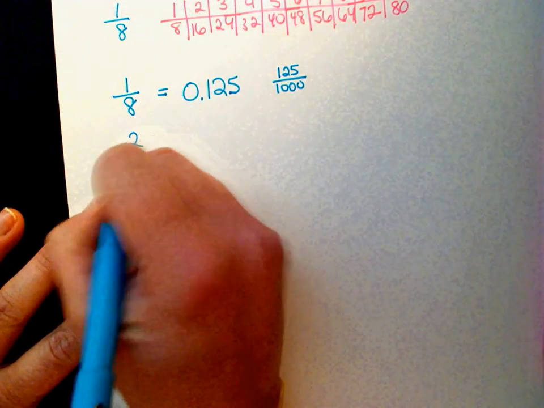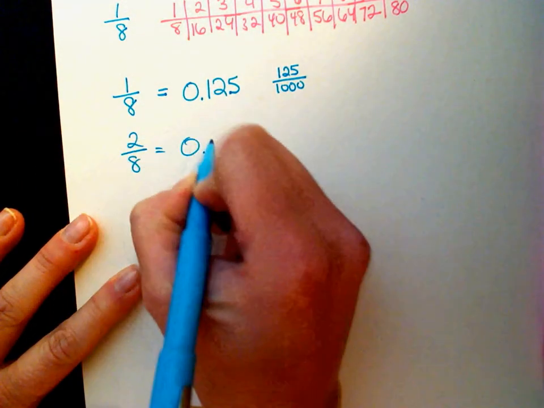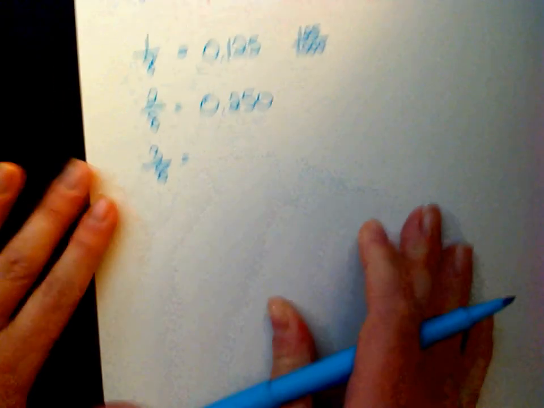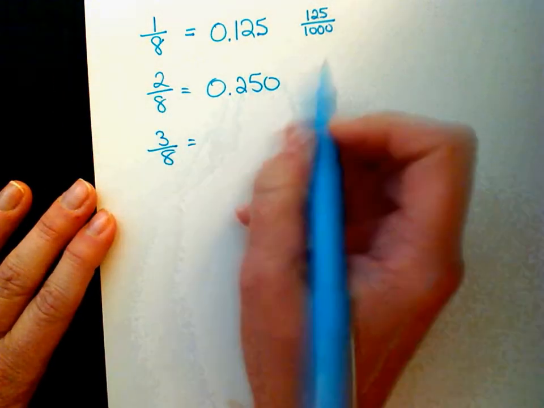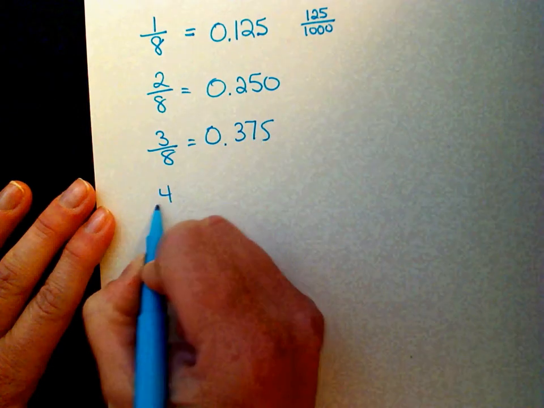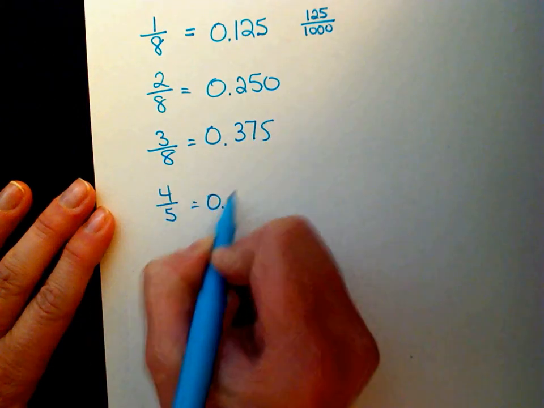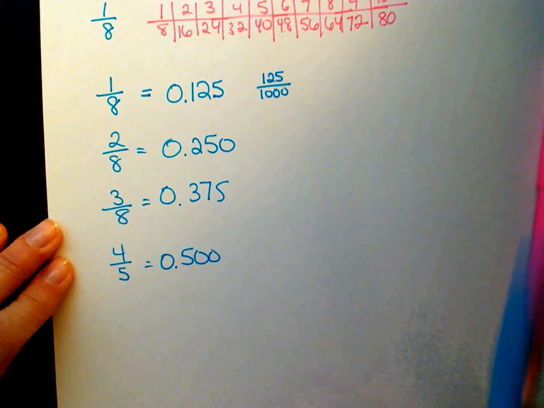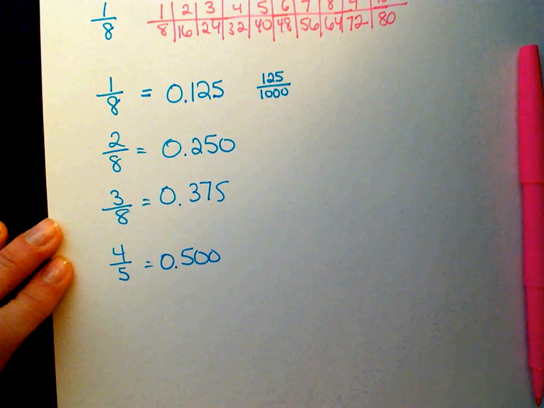So with our eighths, remember, we just have got to memorize our eighths using our chant. 1/8 is .125, 2/8 is .250, 3/8 is .375, 4/8 is .500. Okay? So just make sure you're using your book and memorizing those so that you have it.